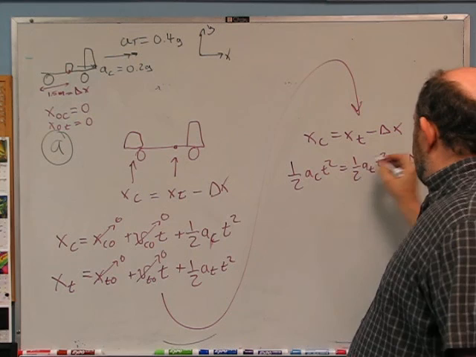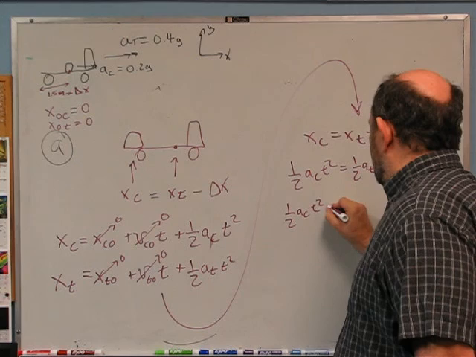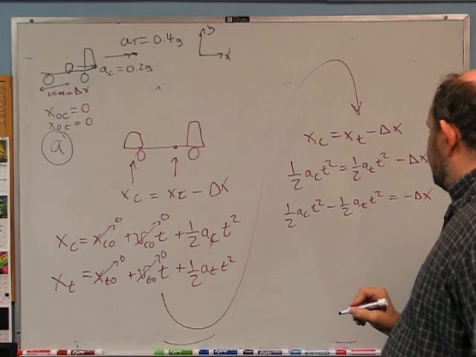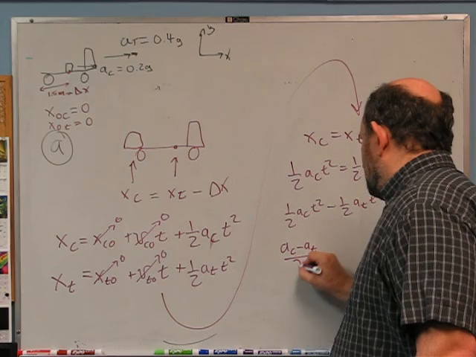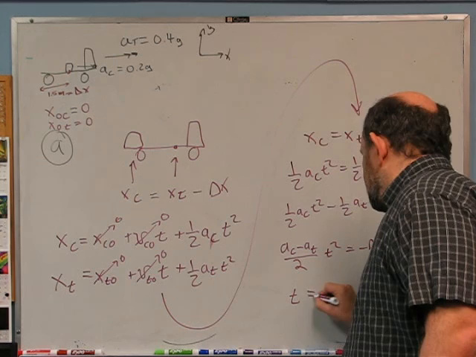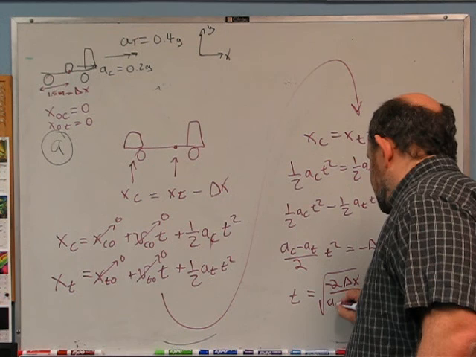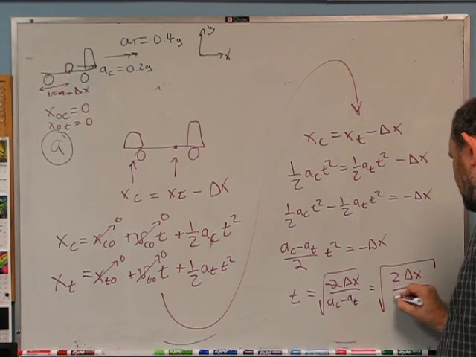Good. So I know this. So I need to solve this for time. If I subtract, 1/2 a c t squared minus 1/2 a t t squared has to equal minus delta x. So I factor out (a c minus a t) over 2, t squared is equal to minus delta x, or t is equal to the square root of minus 2 delta x divided by (a c minus a t), which is the same as 2 delta x divided by (a t minus a c). This I can now calculate.